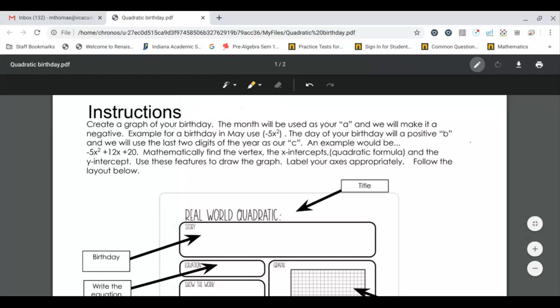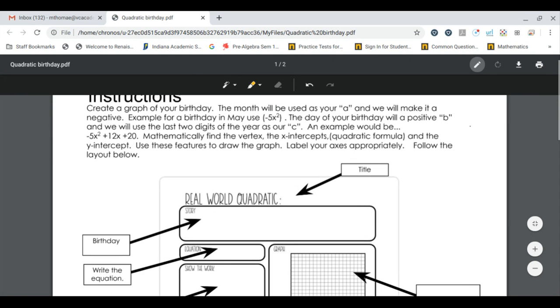I want to go over your last project on quadratics, and it will be due Tuesday. I think it's May 19th, or you can turn it in sooner. So let's go over it. We're going to create a birthday quadratic.